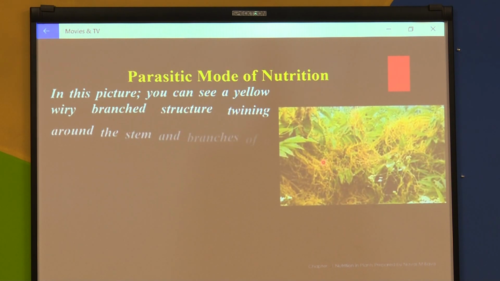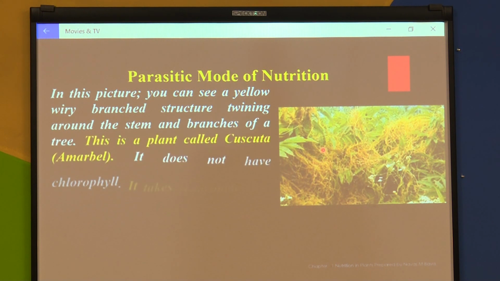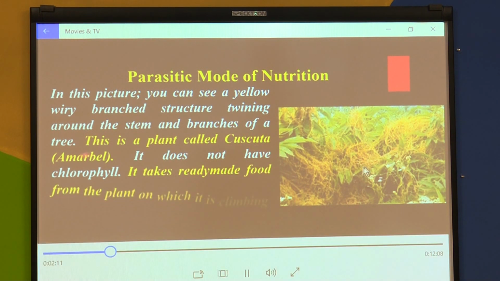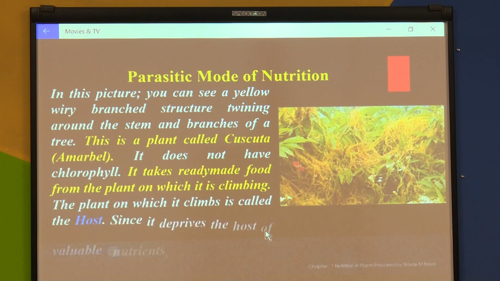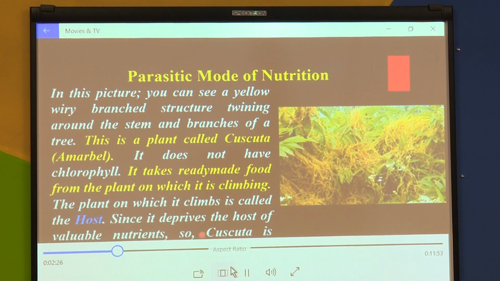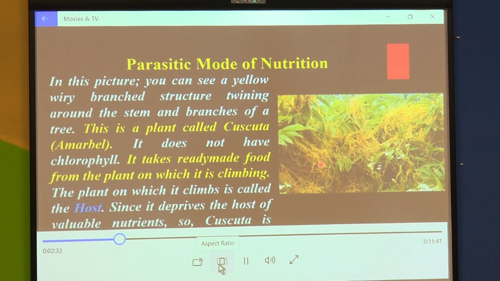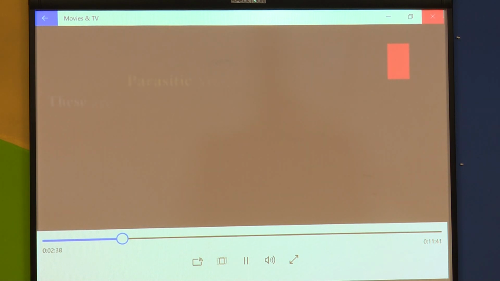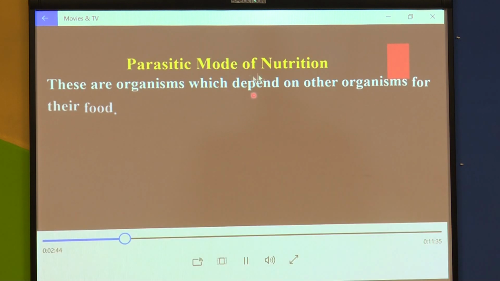In this picture you can see a yellow wiry branched structure twining around the stem and branches of a tree. This is a plant called cascata, also known as amarbel. It does not have chlorophyll, that is why it is a heterotroph. Okay. So, it takes ready-made food from the plant on which it is climbing. Let us see a video for this parasitic mode of nutrition.